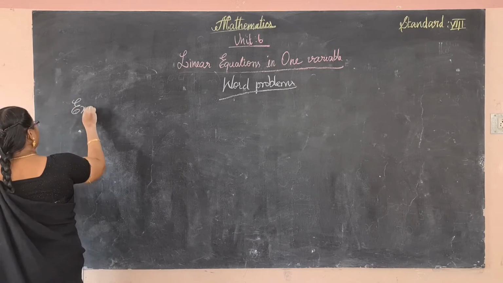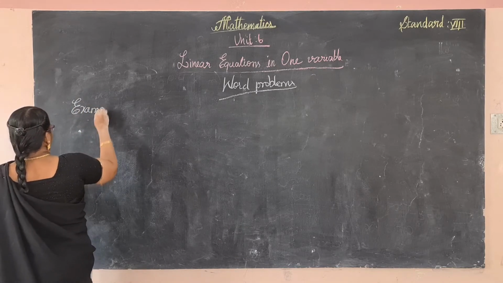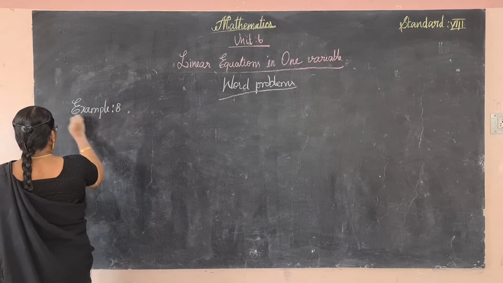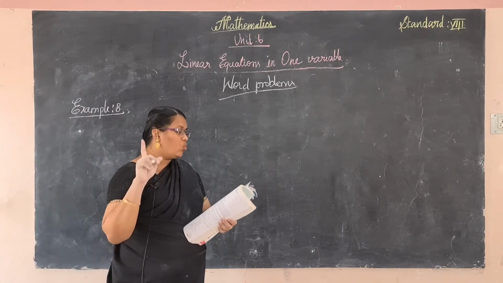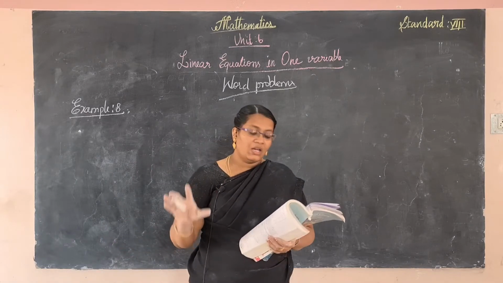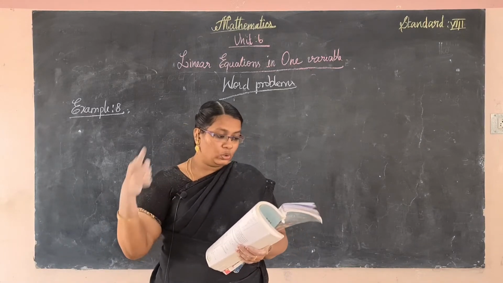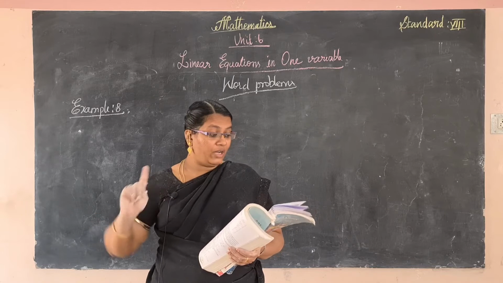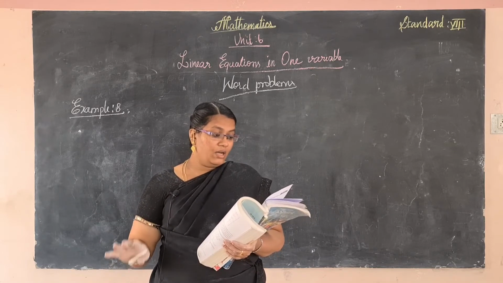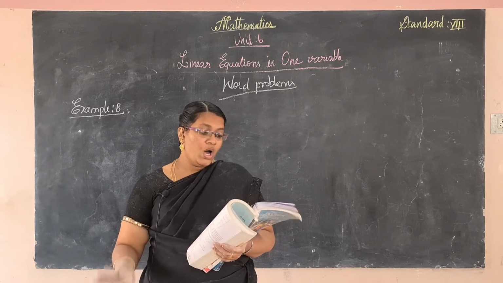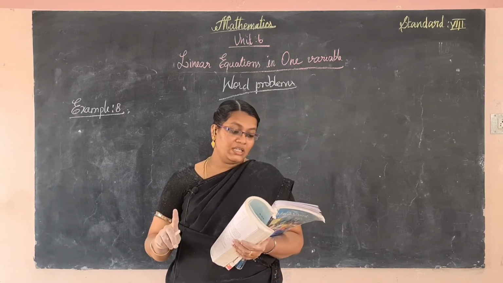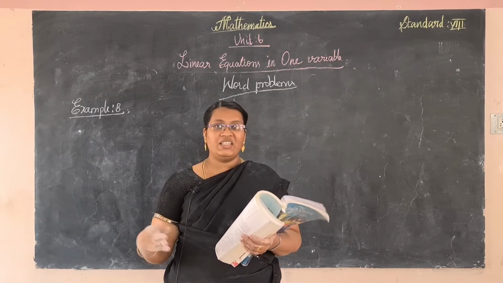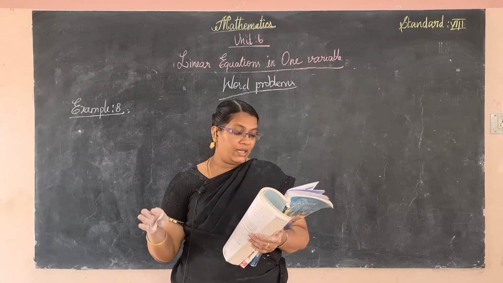Example 8. When 5 is added to 1/5 of a number, the sum is equal to 4 less than 1/4 of that number. Find the number.